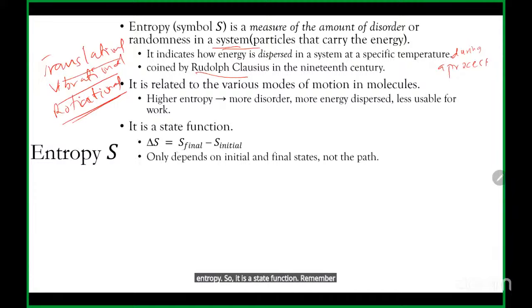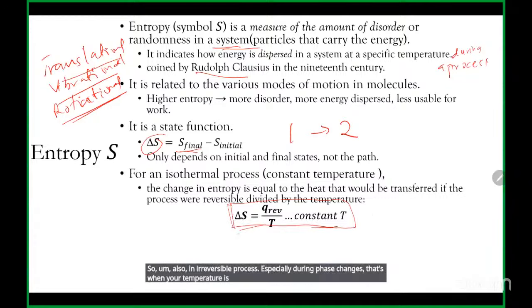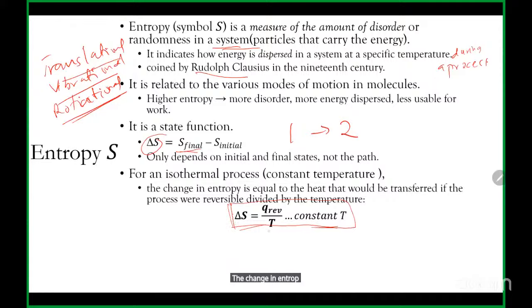Remember why we defined our state function? If you're going from a process 1 to 2, initial to final, the change in entropy is simply entropy of the final state minus entropy of the initial state. Also, in a reversible process, especially during phase changes, that's when your temperature is often constant, the change in entropy can be calculated using Q reversible divided by T. So that would be the heat transferred during that process.